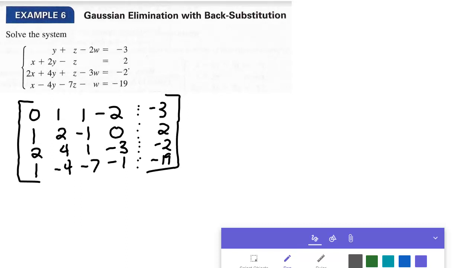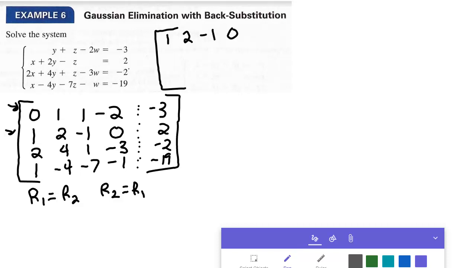And so what we'll do is we want a 1 in the upper left corner. So I'm just going to swap these two out. I'm going to let row 1 equal row 2, and I'm going to let row 2 equal row 1. So I'm just going to flip-flop the order of this thing. And typically I do that before I even start the problem. So what we have now is 1, 2, -1, 0, 2, and I'm going to take those dots out. So I don't want to waste my time putting those in.